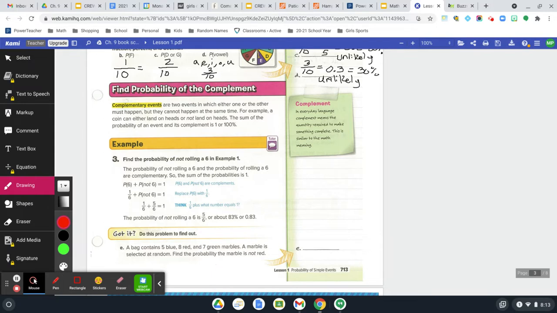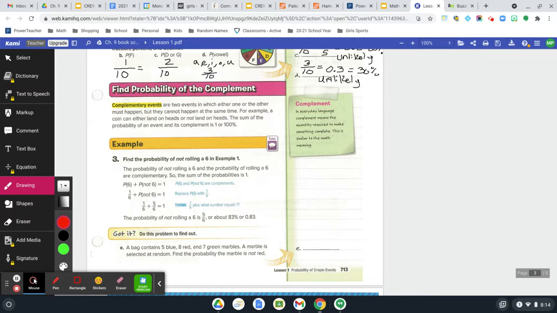On 713, about halfway down, you're going to see find the probability of the complement, and here is your definition of complementary events. They are two events in which either one or the other must happen, but they cannot happen at the same time. For example, a coin can either land on heads or not land on heads. The sum of the probability of an event and its complement is 1 or 100%.